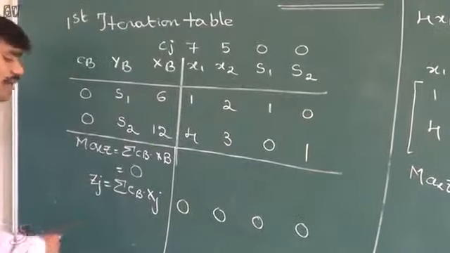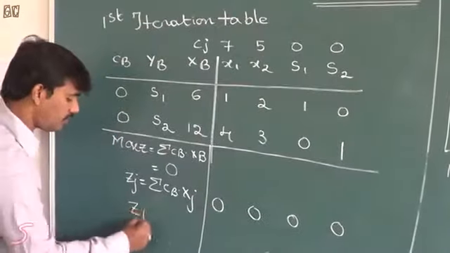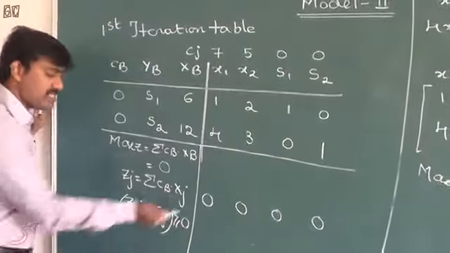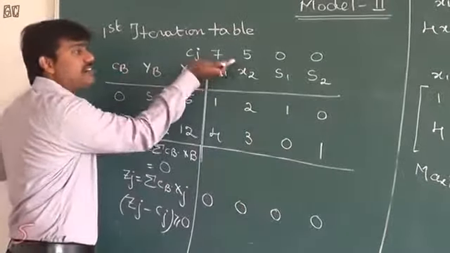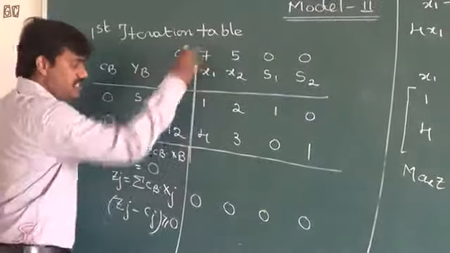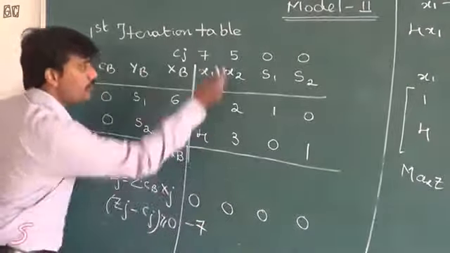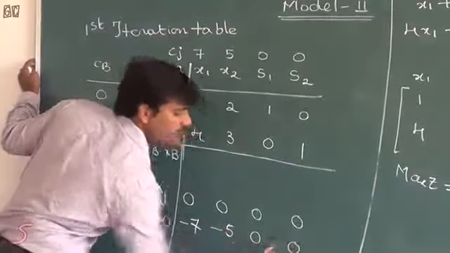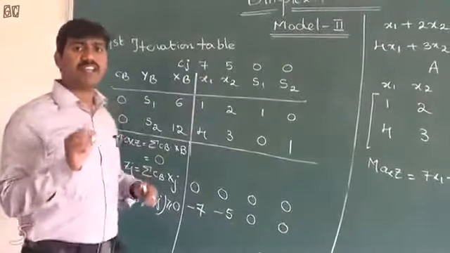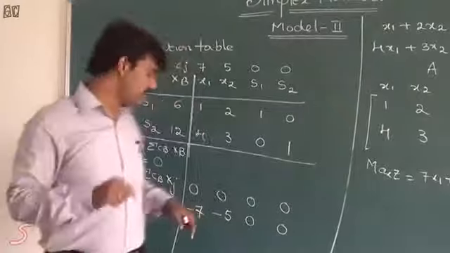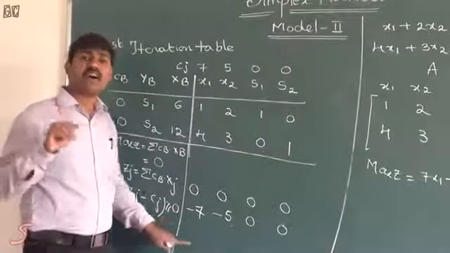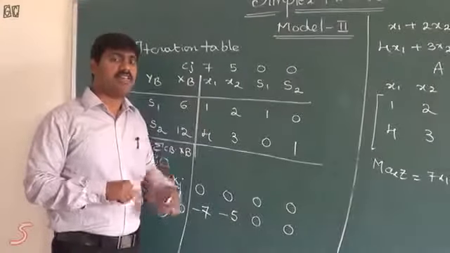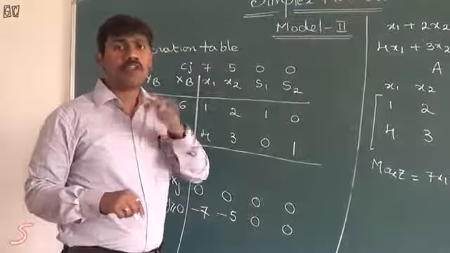If we multiply any value with 0, obviously the value should be 0. After that, the net evaluation condition is that all Zj minus Cj should be greater than or equal to 0. Zj means 0, 0, 0, 0 and Cj is 7, 5, 0, 0. 0 minus 7 is minus 7. 0 minus 5 is minus 5. 0 minus 0, 0. 0 minus 0, 0. Here the net evaluation condition is not satisfied. Why? Because all Zj minus Cj are not greater than or equal to 0; we got some negative values. Hence the solution is not optimal here.